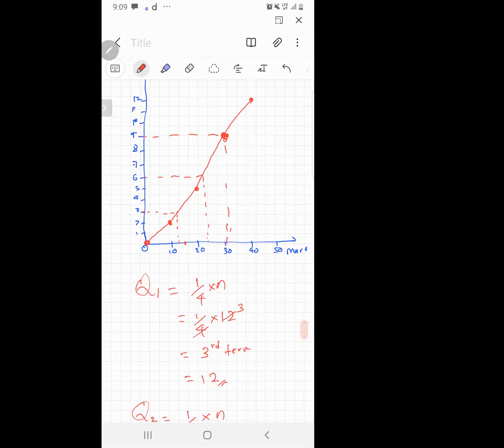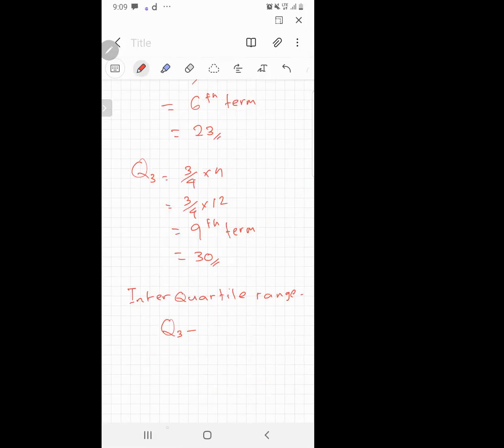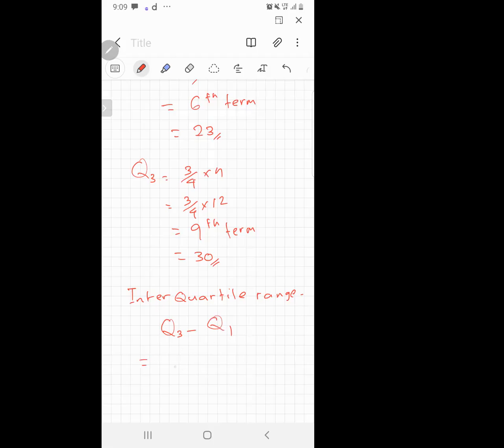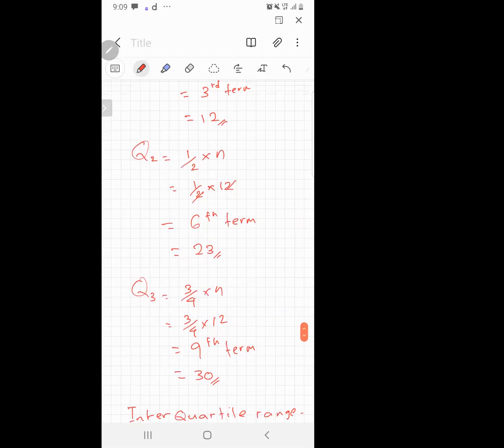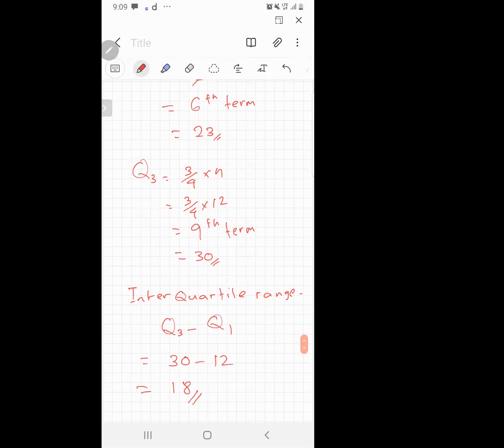So interquartile range அப்படினா என்ன மக்கள்? Interquartile range, Q3 minus Q1. Yes, Q3 minus Q1. So what is Q3? 30. And what is Q1? 12. So 30 minus 12, what is the value? 18. So did you get the idea, makkal?